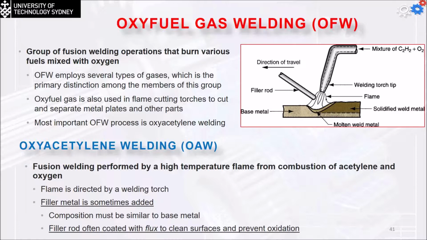The composition must be similar to the base metal. The filler rod is usually coated with flux to clean the surfaces and prevent oxidation. The oxyacetylene torch flame has three different levels: the inner cone, the acetylene feather, and the outer envelope. The temperature inside is the highest, because mainly oxygen is in the higher composition, where we have a temperature of 3,480.